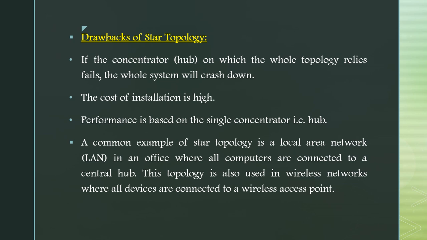A common example of a star topology is a local area network in an office where all computers are connected to a central hub. This topology is also used in wireless networks where all devices are connected to a wireless access point.